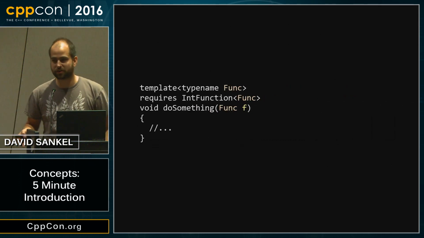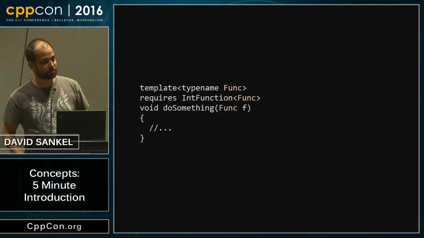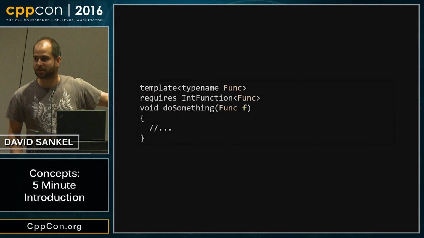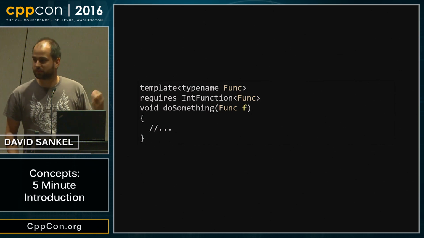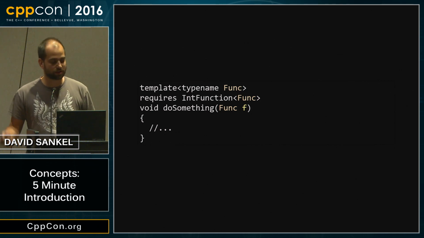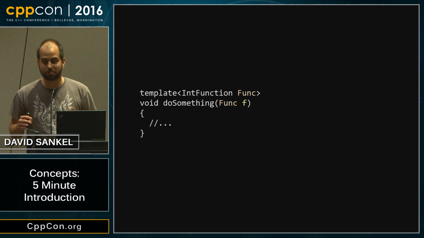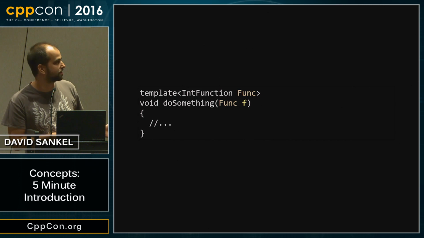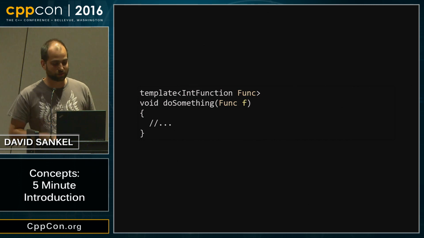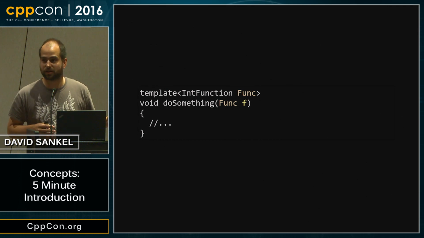If you want to use this thing, now that you have a named concept, you just use one requires, and then you put the concept. Because if two requires isn't enough, you want to have one requires, but that wasn't enough either because this is kind of verbose, so you can have 0 requires as well. If you want 0 requires, instead of putting typename in your template parameter, you put the name of the concept that you want to constrain with. So template IntFunction Func, that's the equivalent of what we saw in the previous slide.